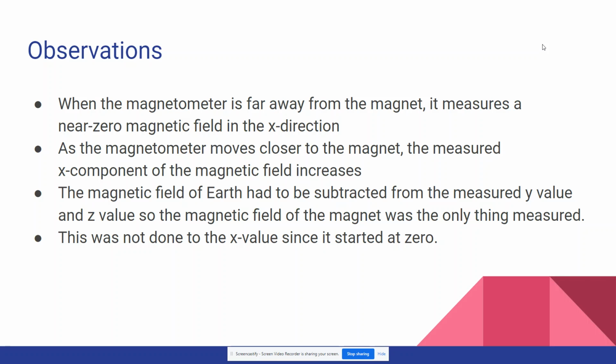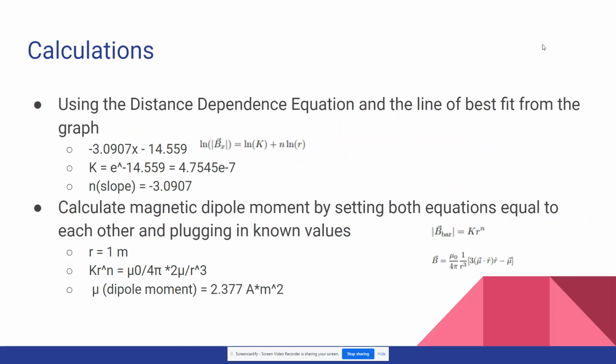The magnetic field of Earth had to be subtracted from the y and z values in order to isolate the magnetic field of the bar magnet. This was not done with the x component since it started at zero.